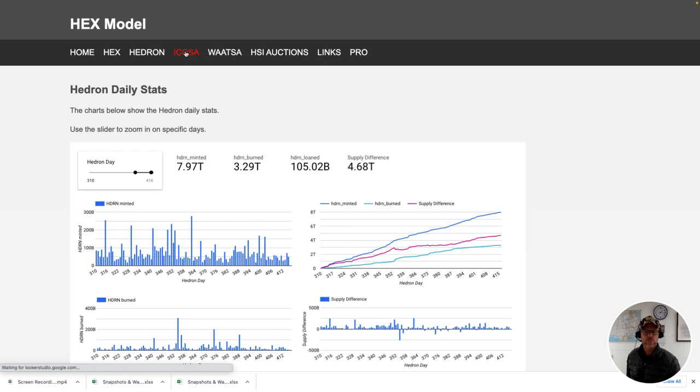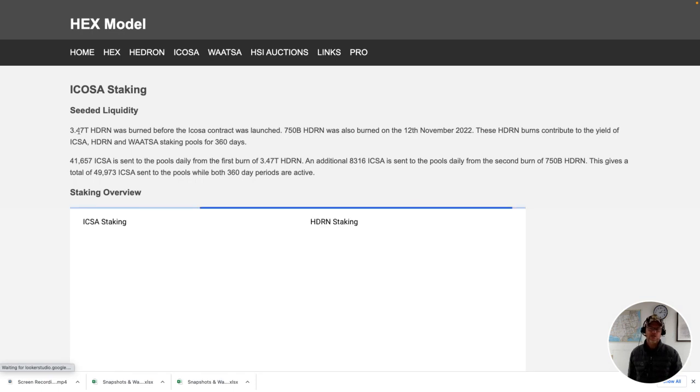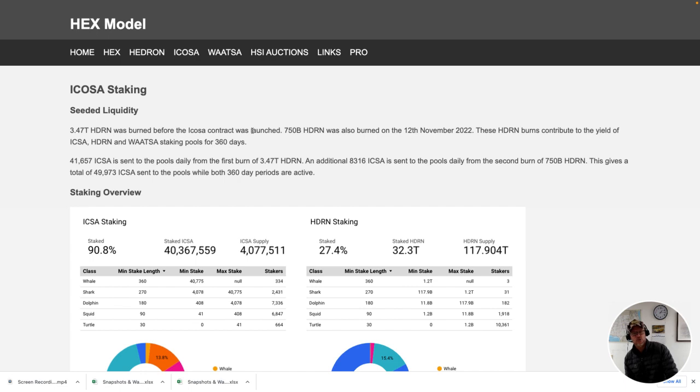Let's go to ICOSA. Okay, and he spells out in here the seeded liquidity. 3.47 trillion HEDRON was burned before the ICOSA contract was launched. 750 billion HEDRON was also burned on the 12th of November. Everybody remembers that day.